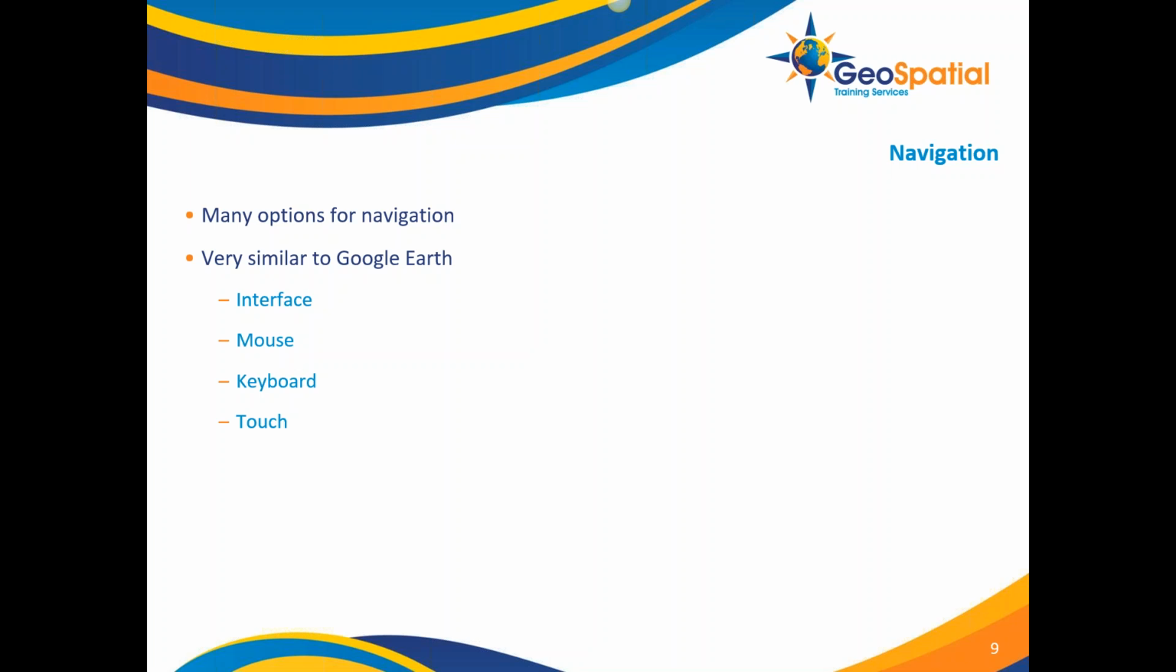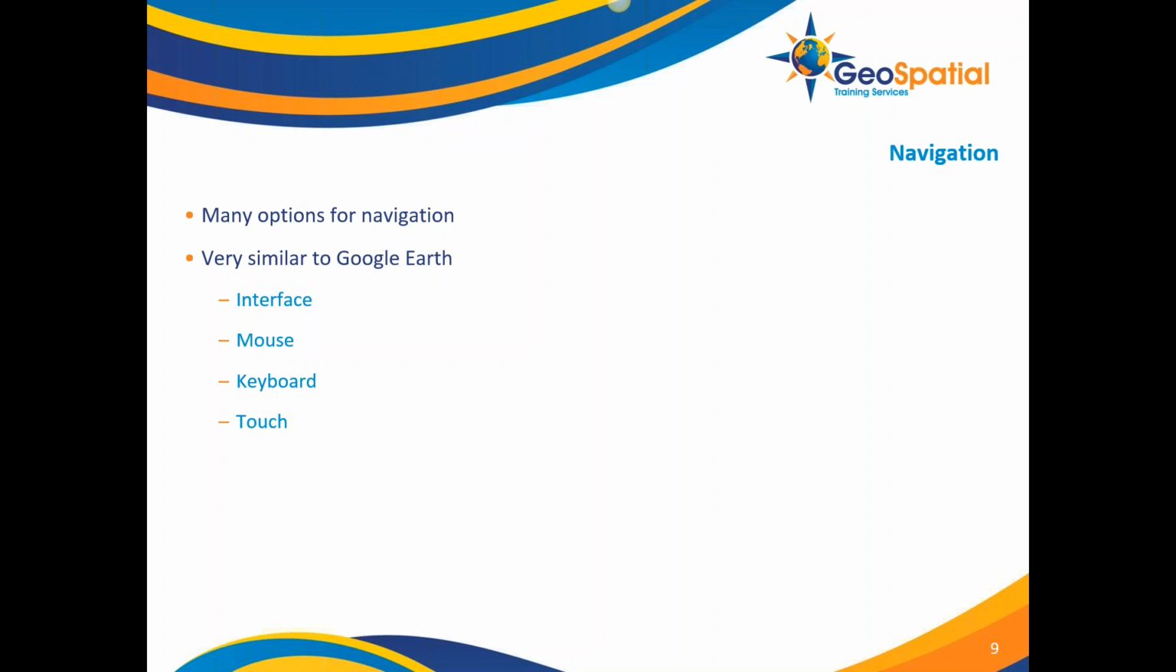You can also use your keyboard just like you can in Google Earth, so you can use the keys on your keyboard. We have the arrow keys, the up, the down, the left, the right arrow keys. Those are used to pan the display. And then you can also use your page up and page down. One very nice piece of functionality that ArcGIS Earth also provides is the ability to use touch.